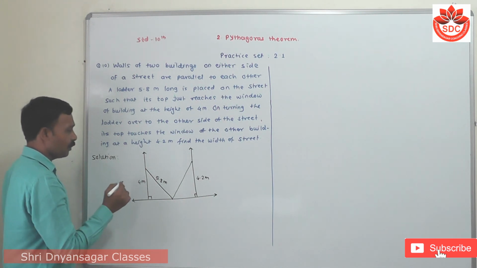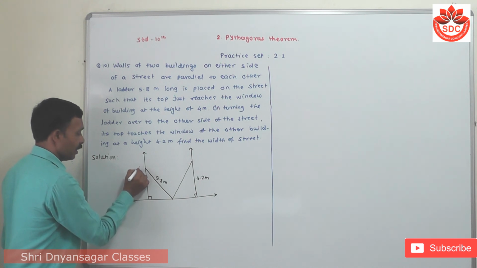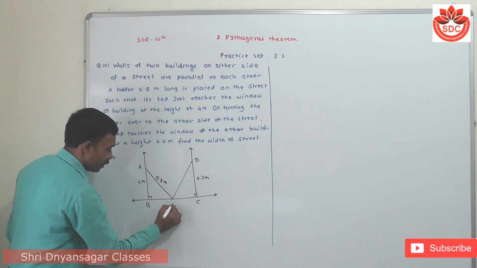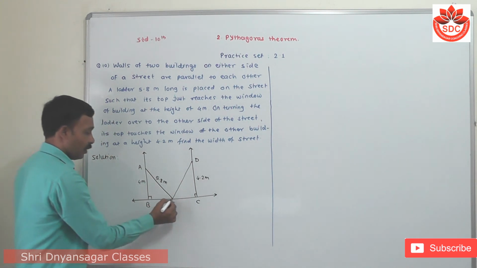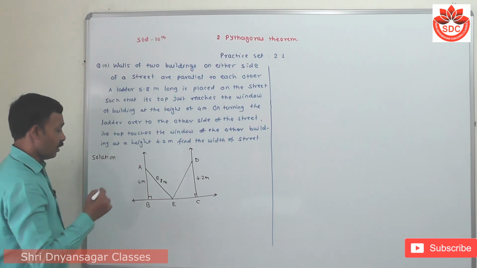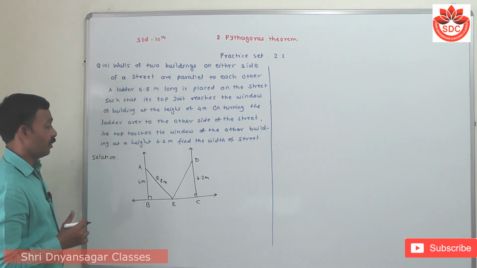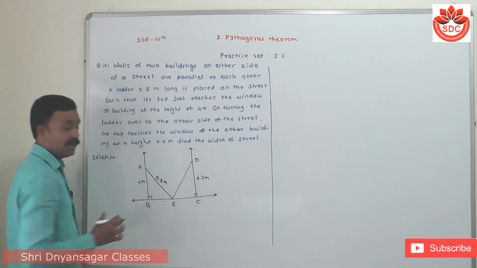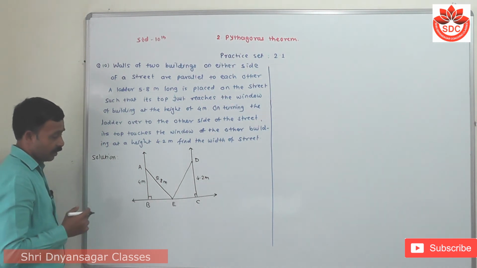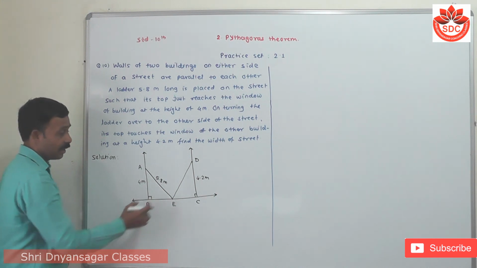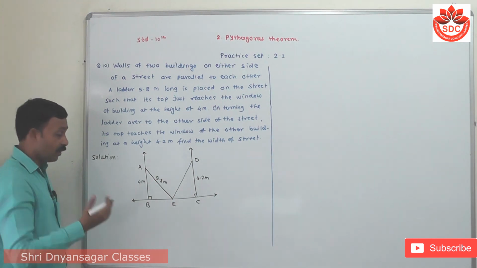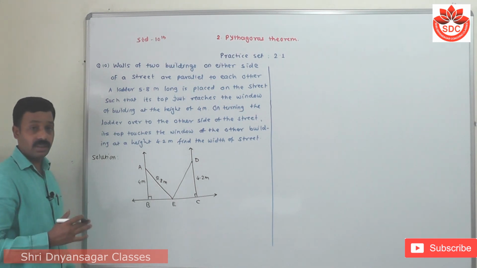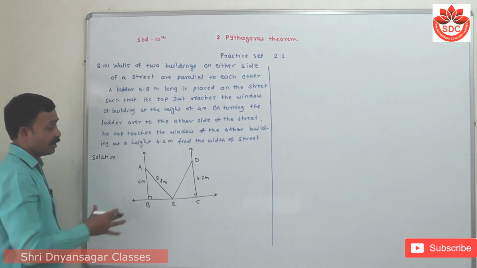Student, suppose I have taken points here: A, here B, here C, here D, and E is the point on the street. Here the ladder is present. Now we have to find the values of BE and EC. Now when we observe this figure, this is also a right angle triangle and this is also a right angle triangle. If we use the Pythagoras theorem, because two sides are given, we have to find the remaining side. So we use the Pythagoras theorem.